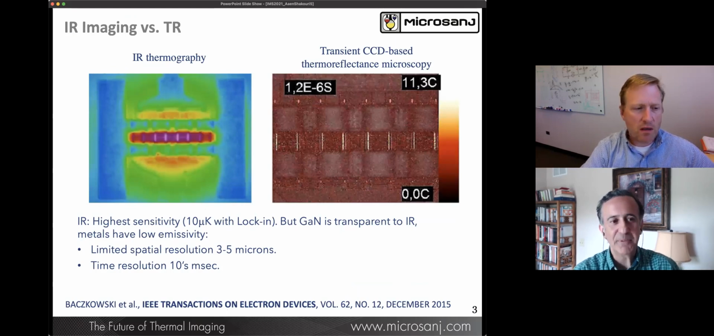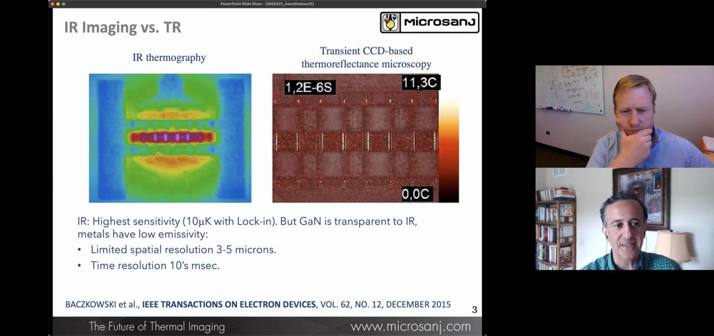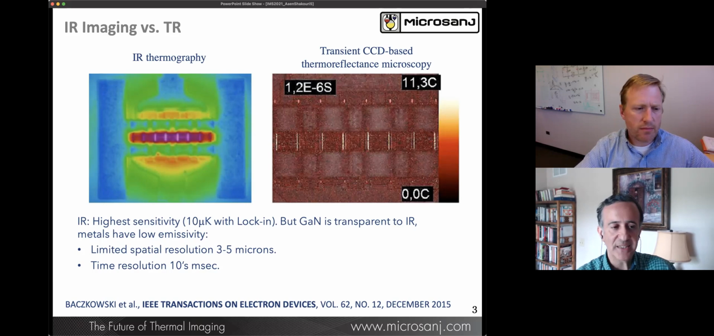Here is an example where IR thermography, which is a standard, is compared with transient CCD thermoreflectance. IR has the highest sensitivity, and can go down to microkelvin with lock-in detection. But the real challenge is that gallium nitride is transparent to IR, and metals have low emissivity. As a result, the spatial resolution and time resolution are limited. As you can see in the top figure, you can see the overall heating, but when we look at CCD-based thermoreflectance, we are able to see heating in individual gate areas.